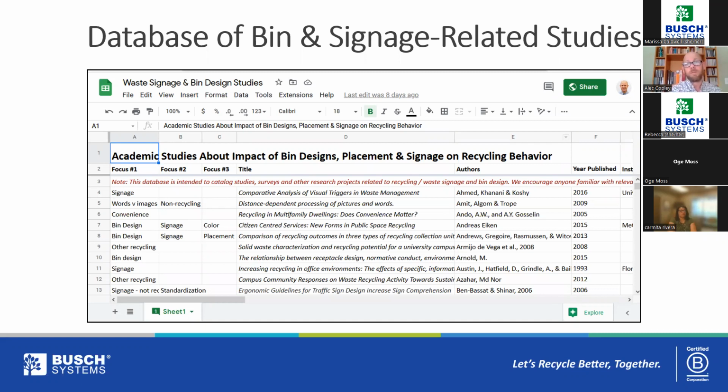We've actually assembled and created an online database. It's set up as a Google Sheet. Anybody who wants to can come on here, and you can find a whole list of over 100 different studies that have been done looking at different aspects of signage as well as bin design, all with an orientation around how do we use those to influence people's sorting behavior and encourage people to recycle. You're going way down a rabbit hole if you decide to go into these, but it's not just myself who likes to dive into some of these.